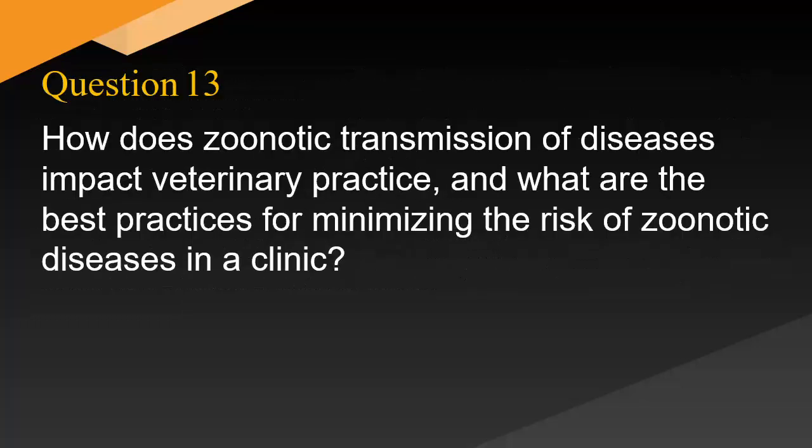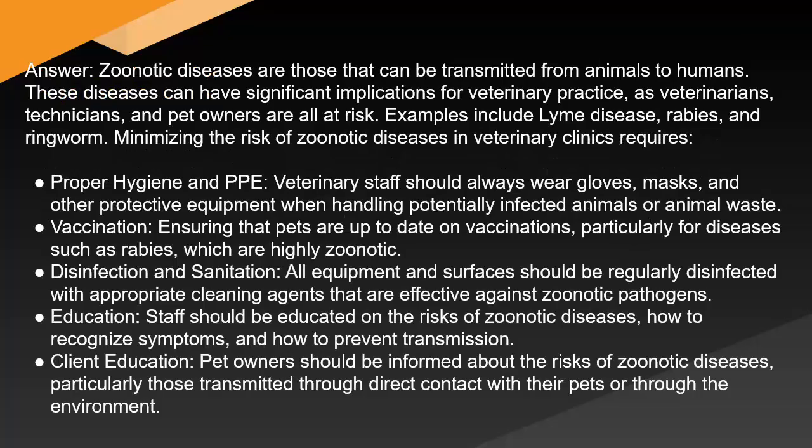How does zoonotic transmission of diseases impact veterinary practice, and what are the best practices for minimizing the risk of zoonotic diseases in a clinic? Answer: zoonotic diseases are those that can be transmitted from animals to humans. These diseases can have significant implications for veterinary practice, as veterinarians, technicians, and pet owners are all at risk. Examples include Lyme disease, rabies, and ringworm.